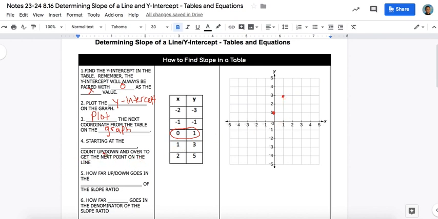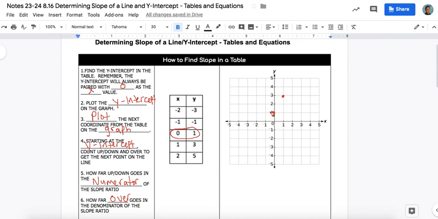And now what I want to do is, starting at the y-intercept, count up or down and over to get the next point on the line. How far up or down goes in the numerator of the slope ratio, and how far over goes in the denominator of the slope ratio.